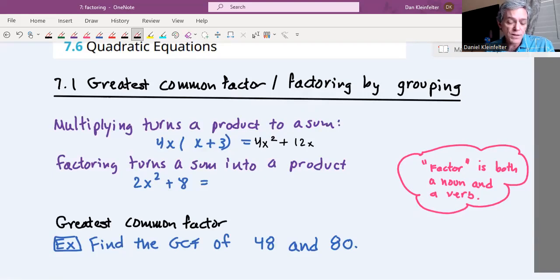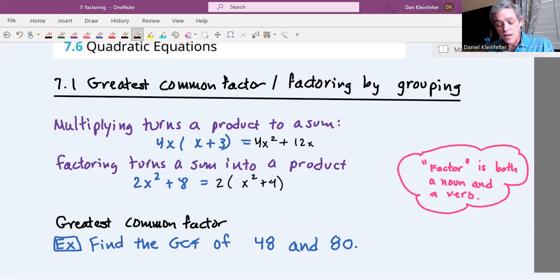Factoring goes the other direction. Here we have 2x squared plus 8. This is a sum of 2 terms. And you'll notice that there's a 2 and an 8 here, and both of those are even. So they have 2 as a factor, and we'll get to that common factor idea in just a moment. But we can rewrite this using the distributive property as 2 times x squared plus 4. And if you like, you can always double check by multiplying that back out to see that you would get, in fact, 2x squared plus 8, just as we had started with.